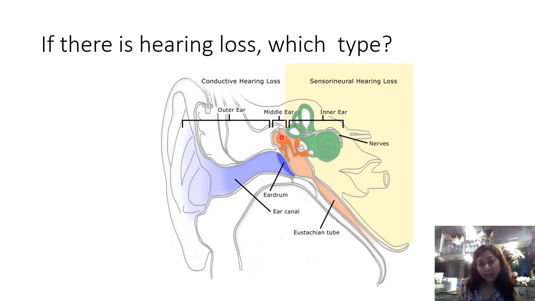So with the sensory neural hearing loss, it would involve either the cochlea or the vestibulocochlear nerve, or the parts of the brain itself that actually process the sound. Okay, so it's important to know that distinction. So how do you tell the difference?